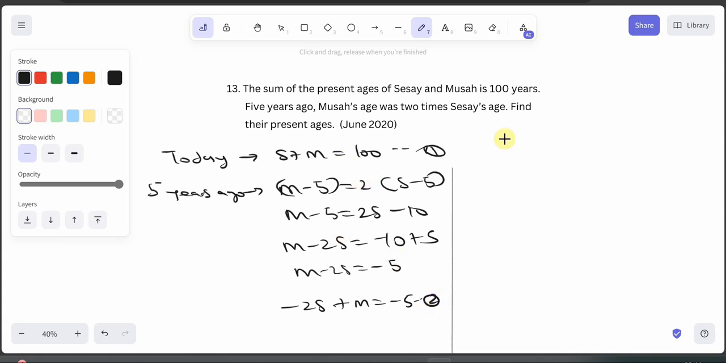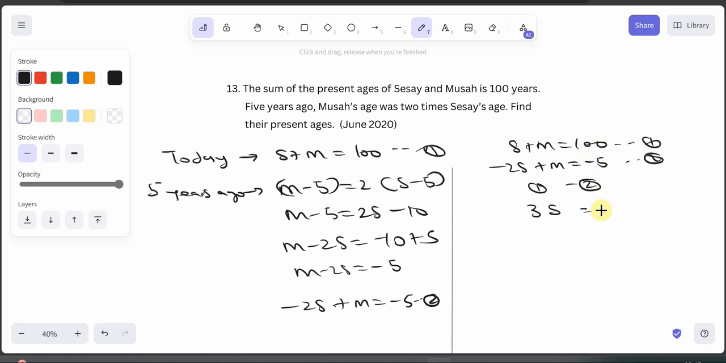So let's carry over the two equations. That would be S plus M is equal to 100, and then minus 2S plus M is equal to minus 5. So this is equation 1, this is equation 2. So we have M with the same coefficient. I will say equation 1 minus equation 2: S minus minus 2S, that will give me 3S. 100 minus minus 5 will give me 105.